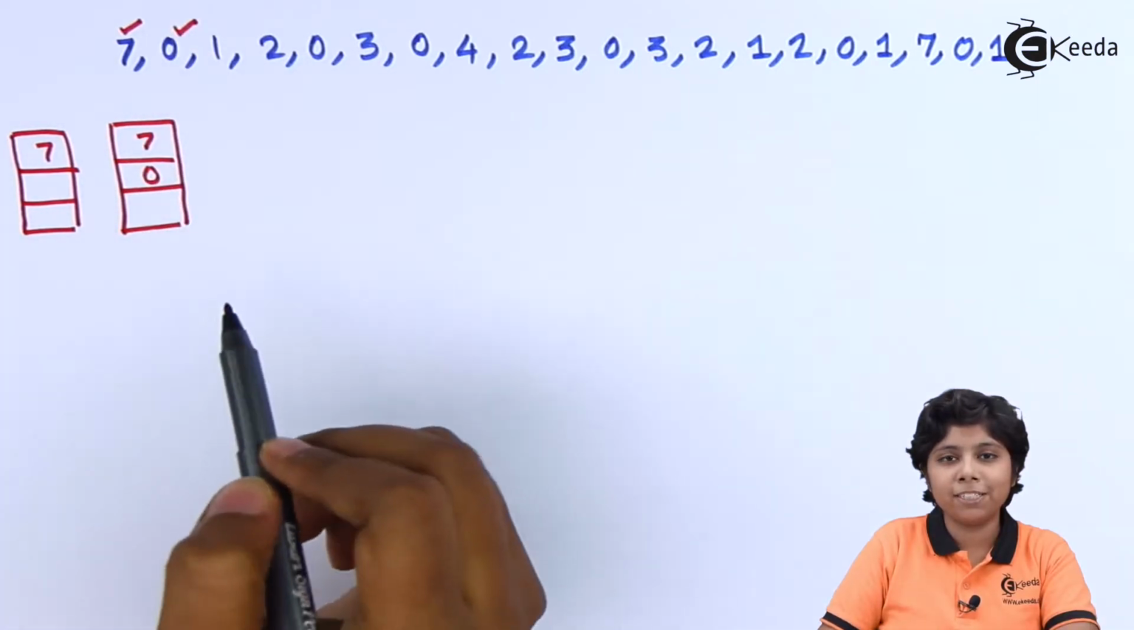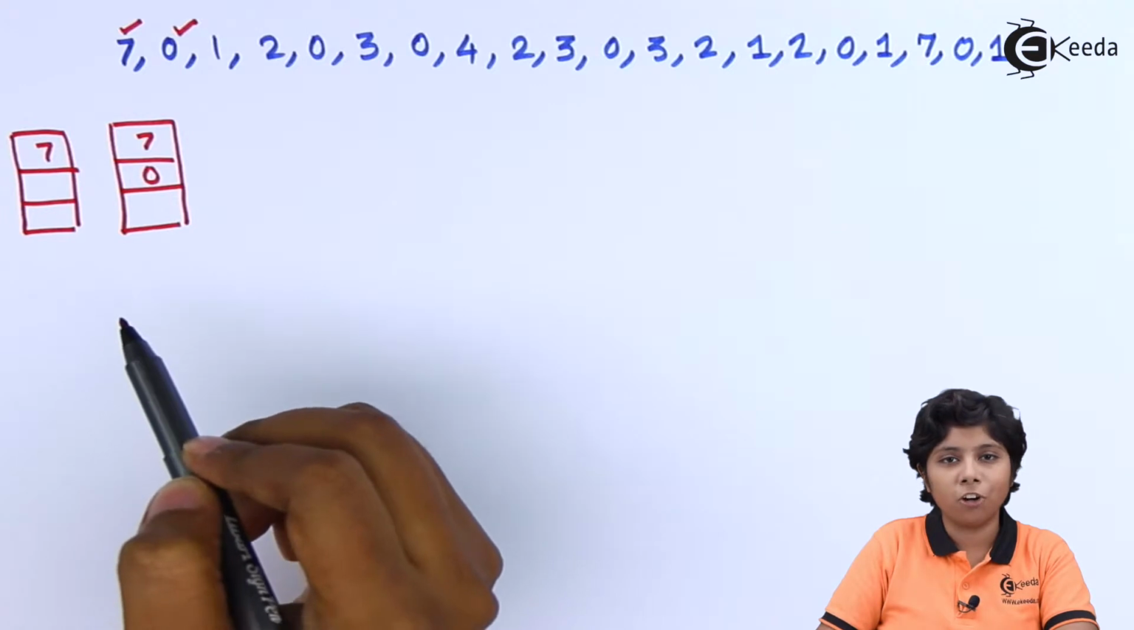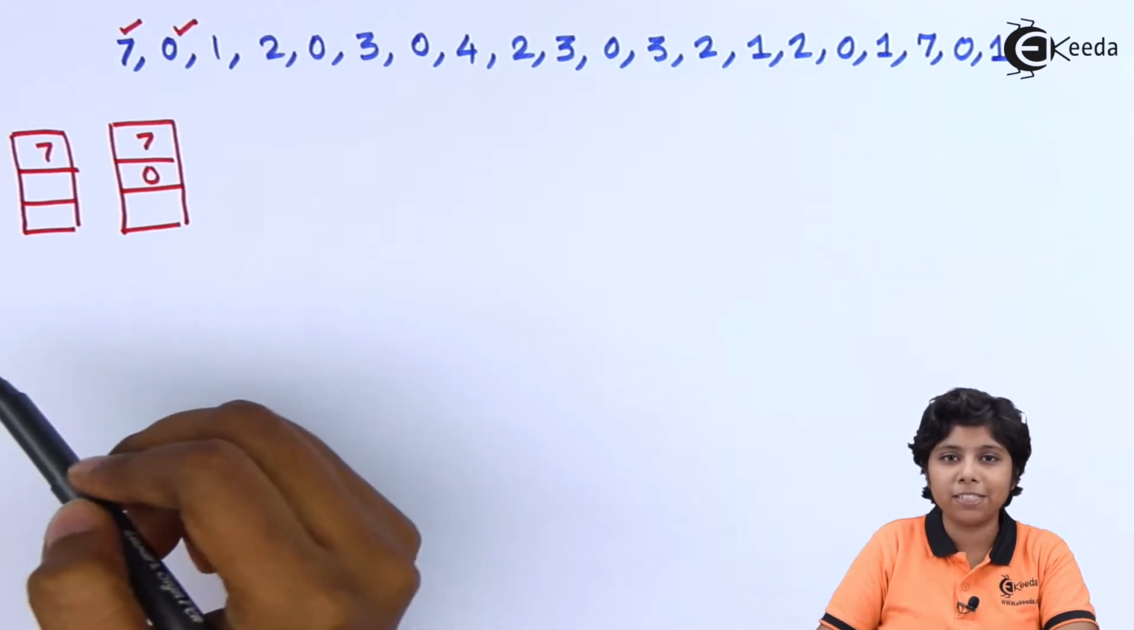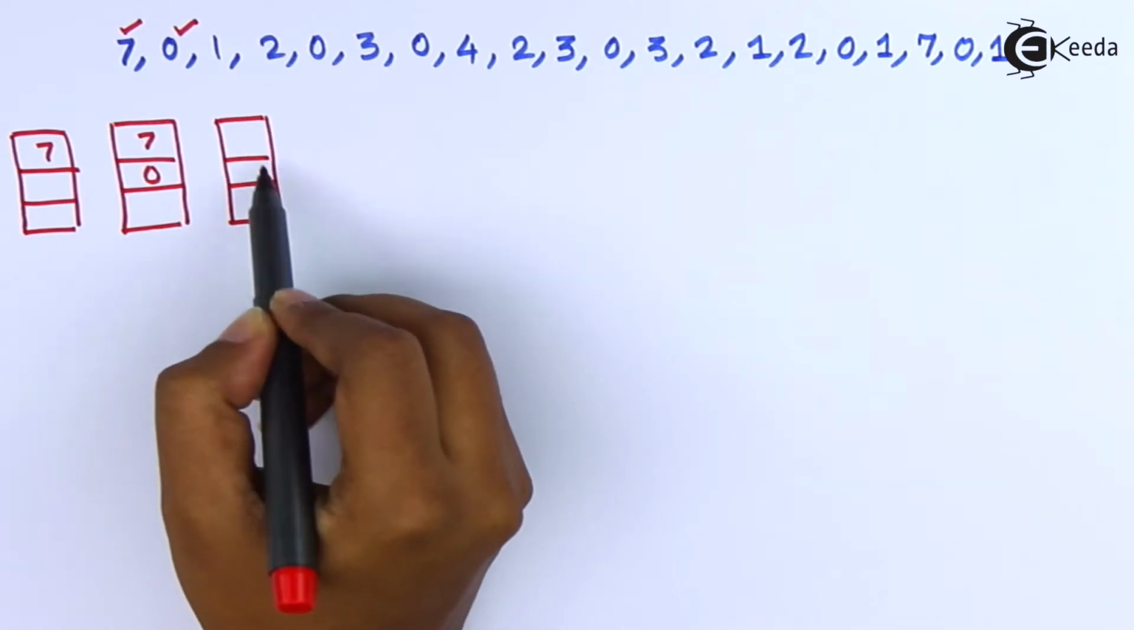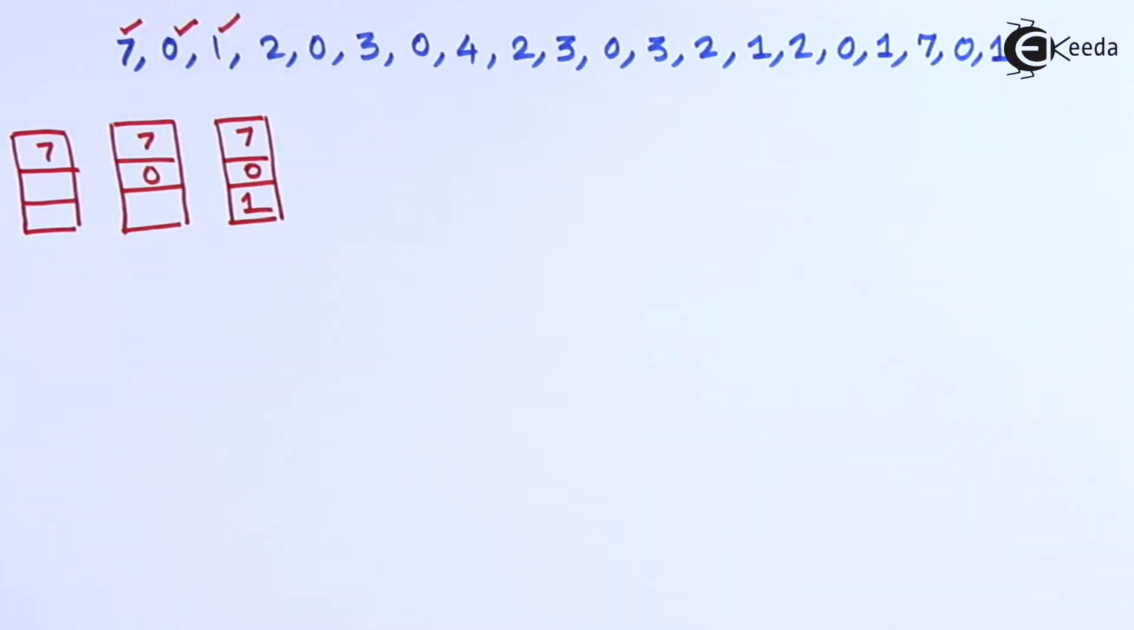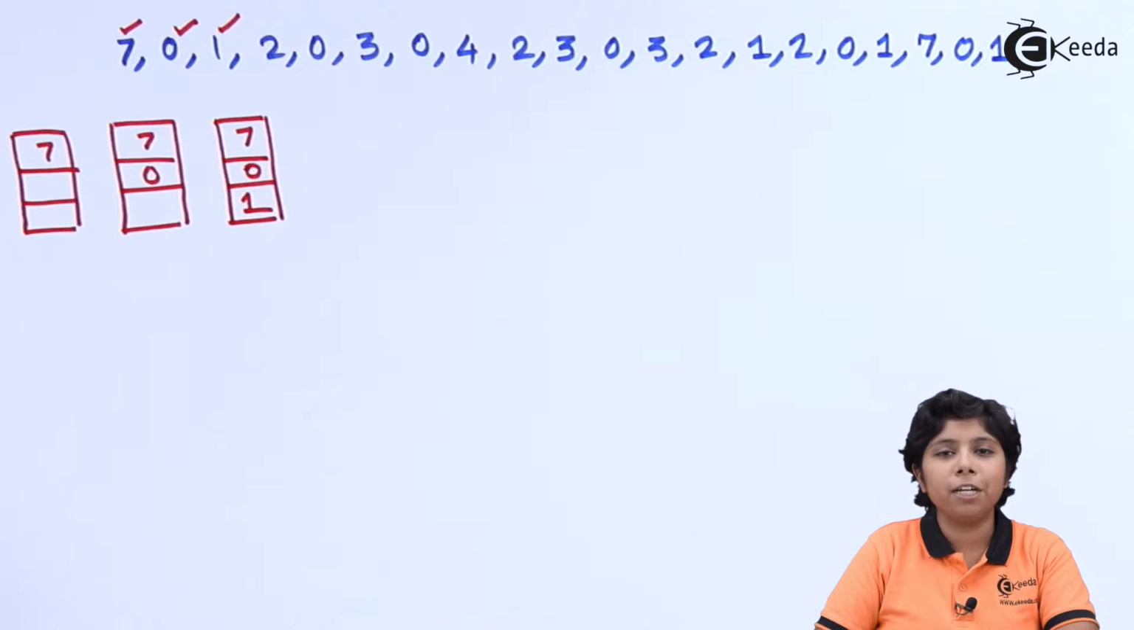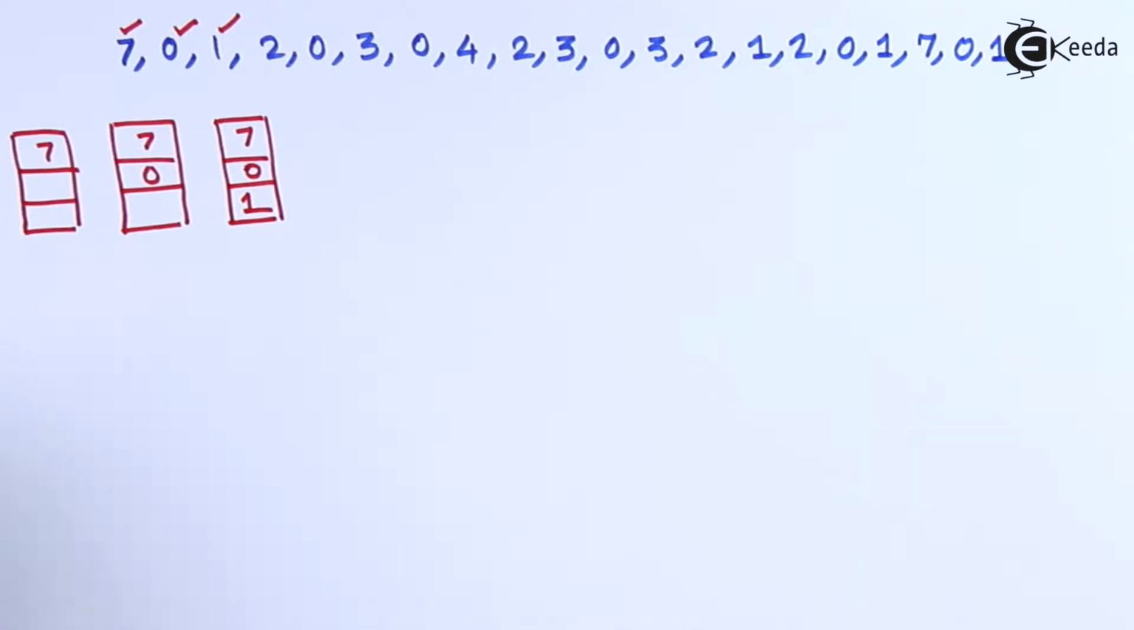Now 1 will be inserted, and a page fault will occur because 1 is not present in the memory. Now as 2 arrives in the input, the first one that was added among these 3 pages is 7. So we will replace 7 and insert 2 in its position.